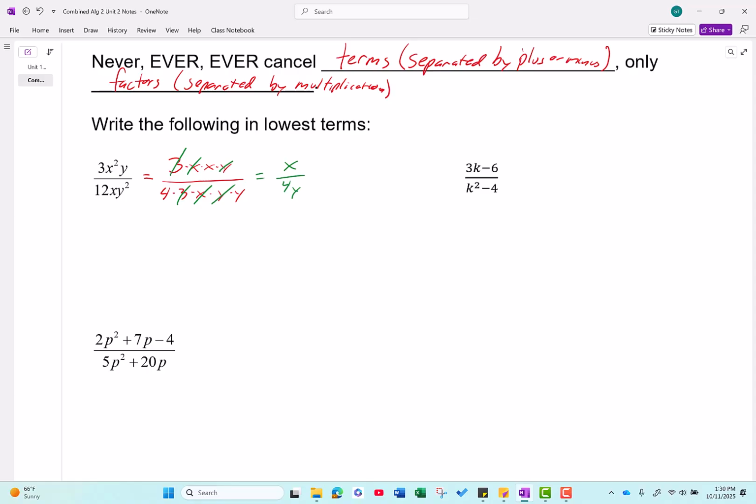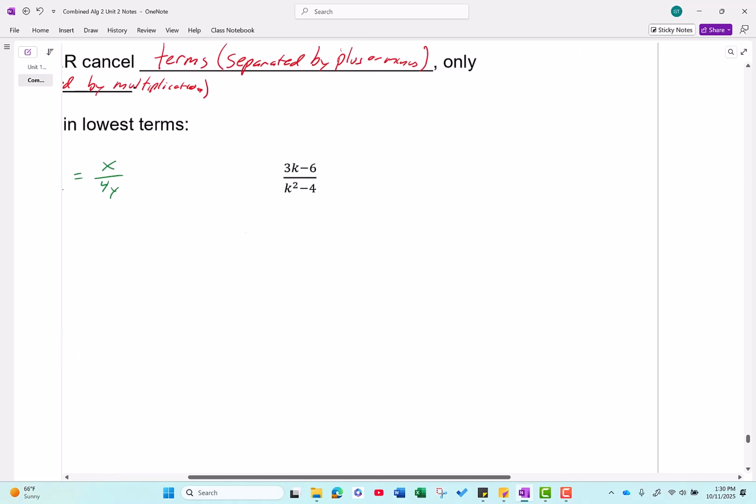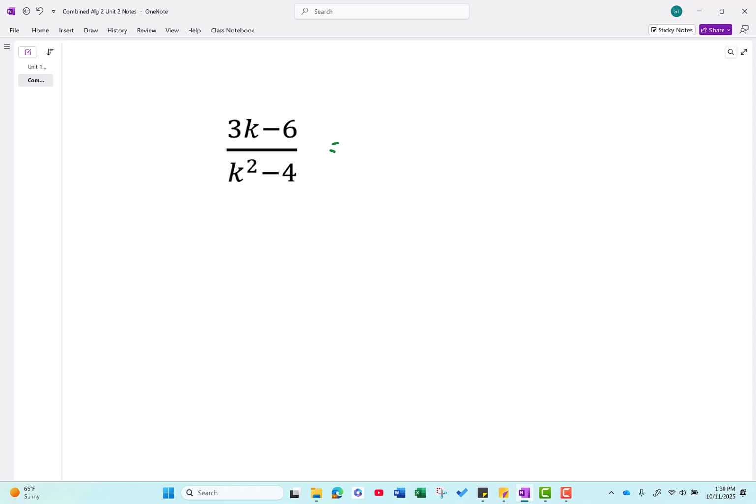So let's take a look at this second one. It's a little bit more complicated, but let's see what we can do. All right, so 3k minus 6 over k squared minus 4. I can take out a common factor, 3, and that's going to leave me with k minus 2.